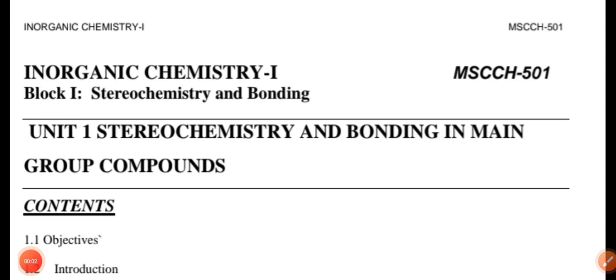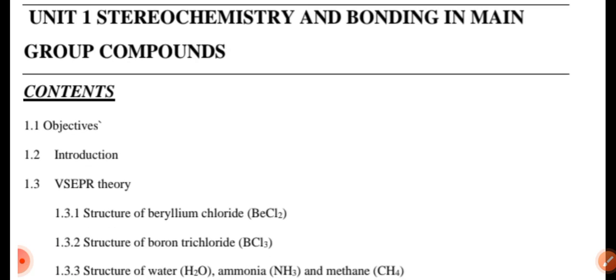Inorganic Chemistry 1, Block 1, Stereochemistry and Bonding. Unit 1: Stereochemistry and Bonding in Main Group Compounds. Contents: 1.1 Objectives, 1.2 Introduction, 1.3 VSEPR Theory, 1.3.1 Structure of Beryllium Dichloride, 1.3.2 Structure of Boron Trichloride.